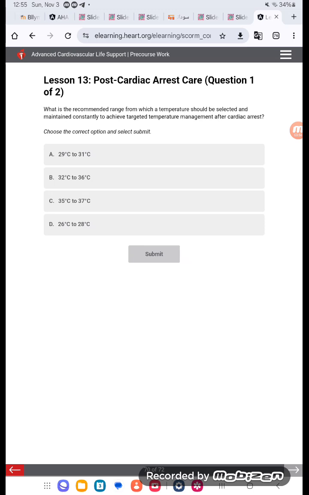What is the recommended range from which temperature should be selected and maintained constantly to achieve target temperature management?